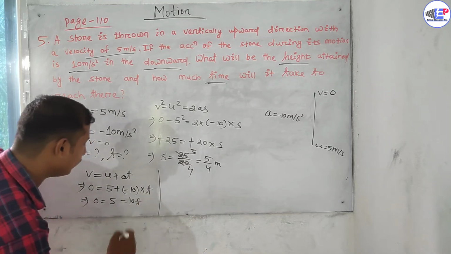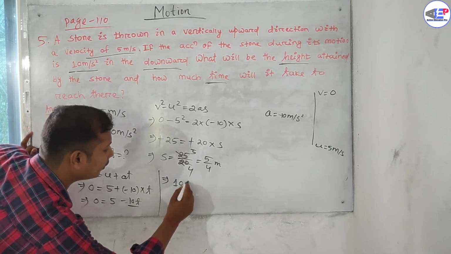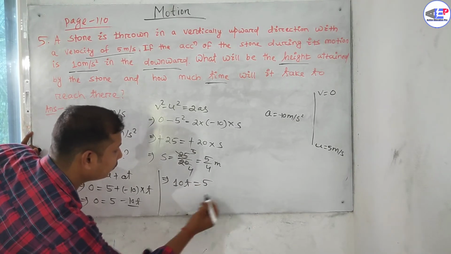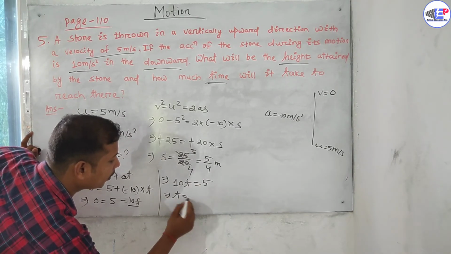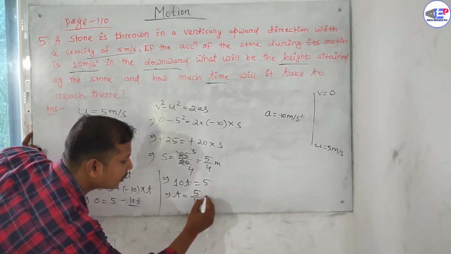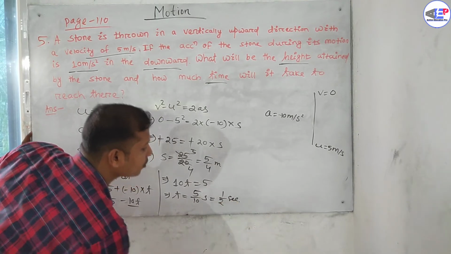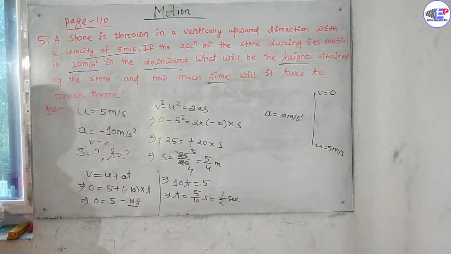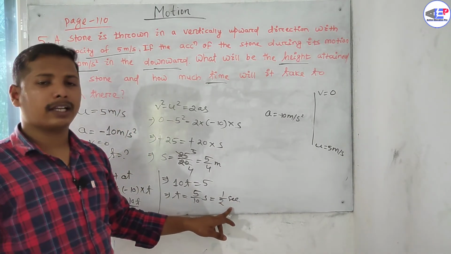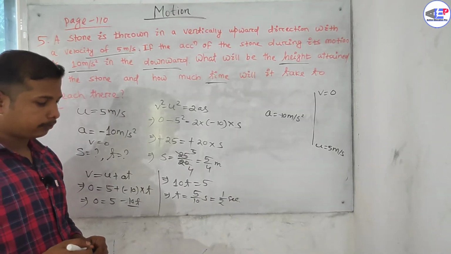By taking this to right side, it will give 10t is equal to 5. By taking 10 to right side, it will give 5 by 10 second, which is 1 by 2 seconds. So the stone will take half second to reach the distance of 5 by 4 meter.